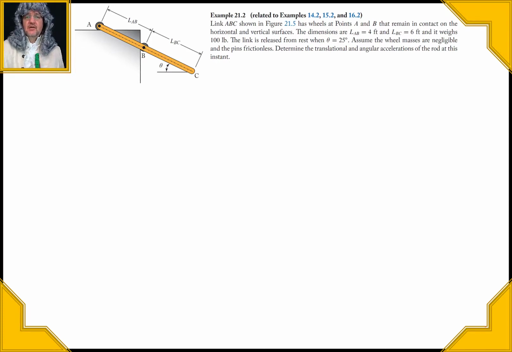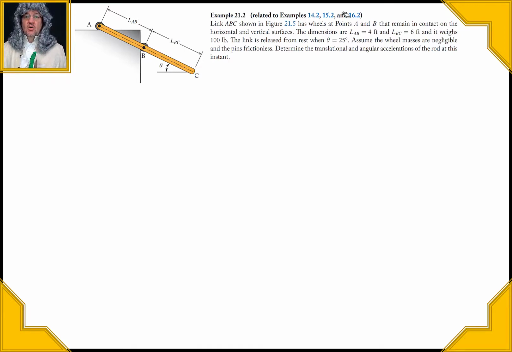This is the one continuing from a previous example, but now we're going to add in the kinetics. Before, this was a kinematics problem where we treated velocity. That was velocity analysis in class 14. Then we used instantaneous center of rotation in class 15. And then in class 16, we did acceleration. That was all kinematics describing the motion. Now we're going to see what's causing the motion.